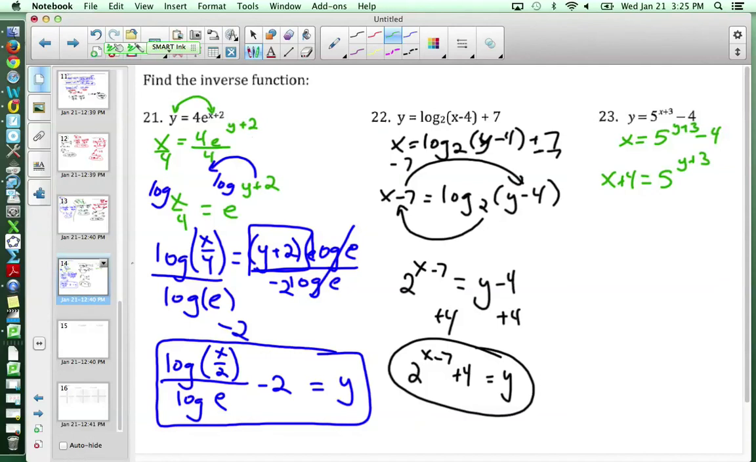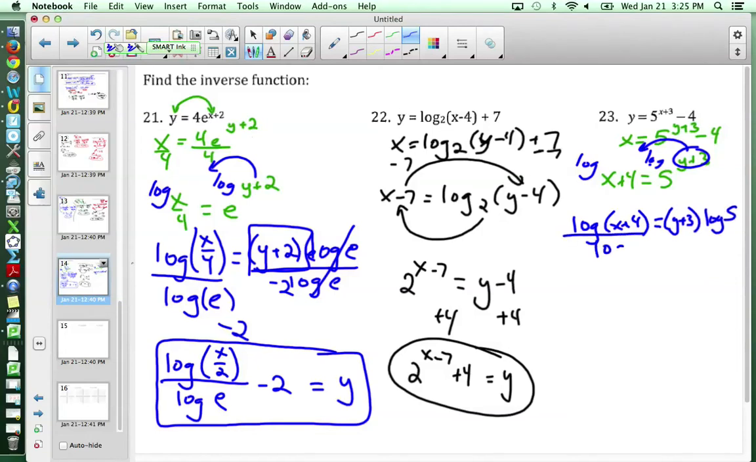Now, to get the y plus 3 out of the exponent, we need to take the log of both sides. So on the left side, we have the log of x plus 4. On the right side, we have the log of 5 to the y plus 3. We can pull the y plus 3 out front. So y plus 3 times the log of 5.